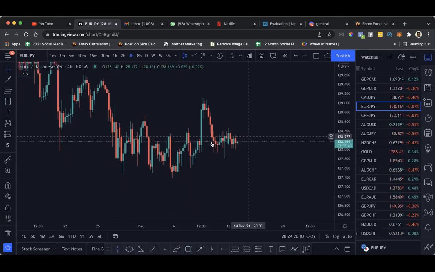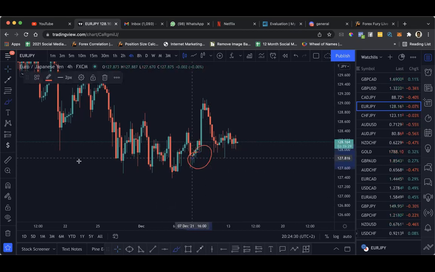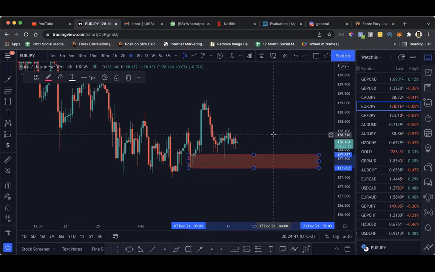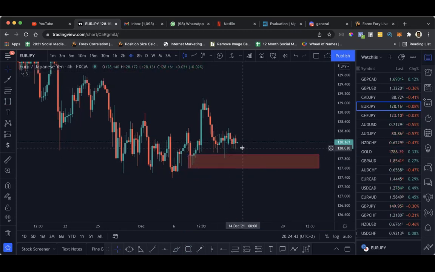So this is a demand zone. You can see rally, base, rally is a demand zone. You can see drop, base, rally. So this zone right here is a cluster of demand zones, which is a very, very strong zone for us. So let's just mark it out. Let's take this zone right here. This is on the 4-hour chart. We've highlighted a demand zone on the 4-hour chart.